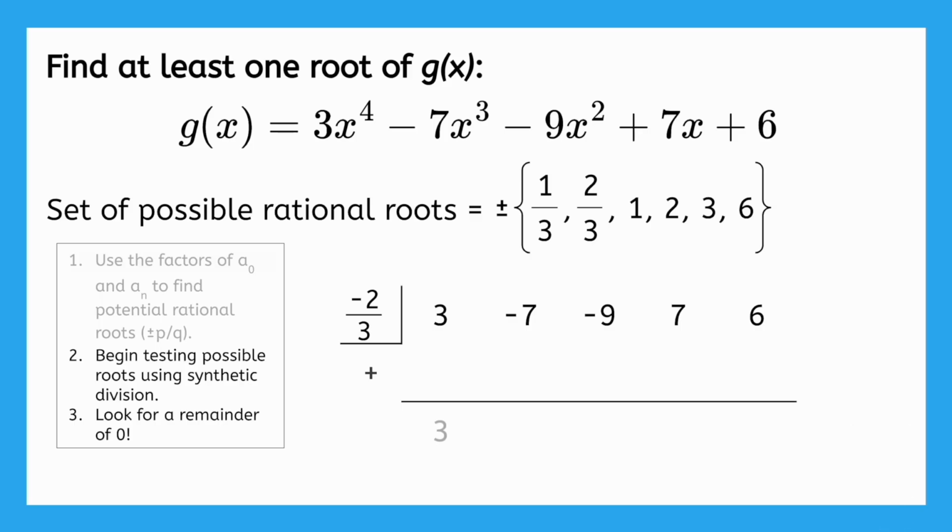How was that? Check your work against mine. -2/3 ended up with a remainder of 0, so -2/3 is a root of g of x.